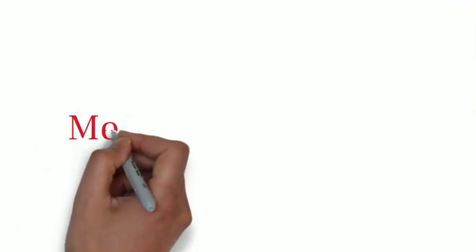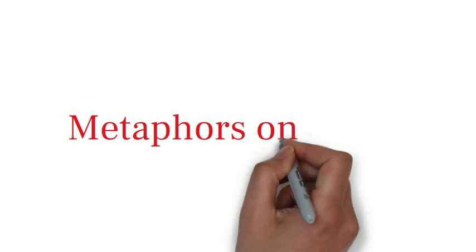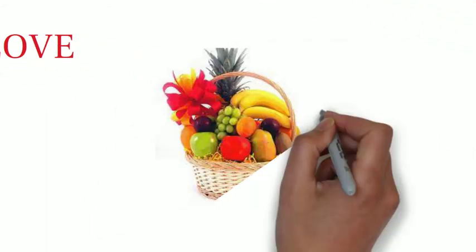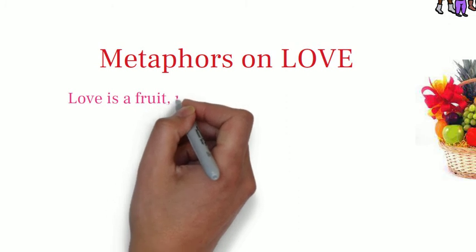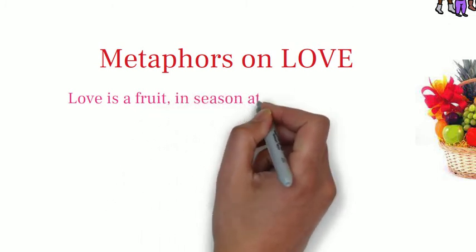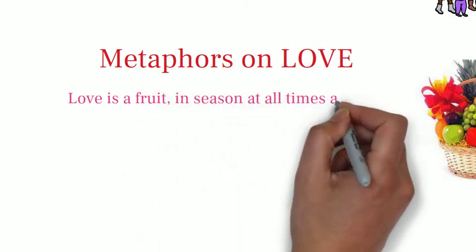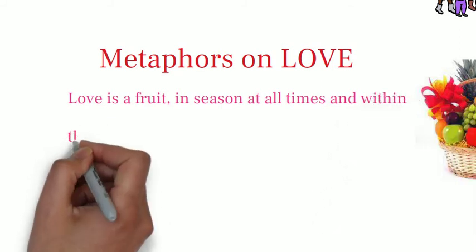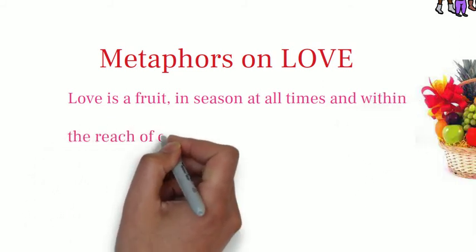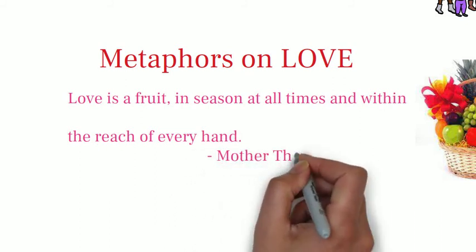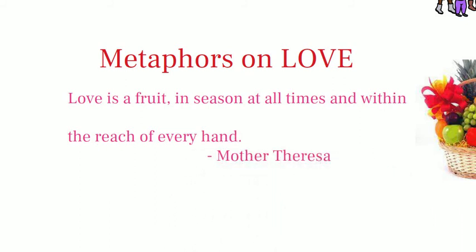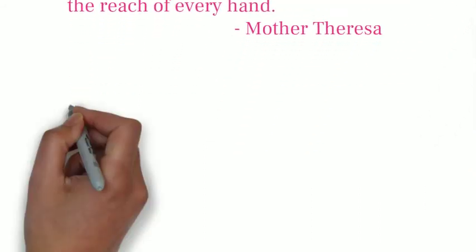Let's see metaphors on love now. Mother Teresa described love as: love is a fruit in season at all times and within the reach of every hand. She meant to say everyone can reach this love through meditation, prayer, sacrifice, and an intense inner life. Anyone may gather it, and no limit is set.